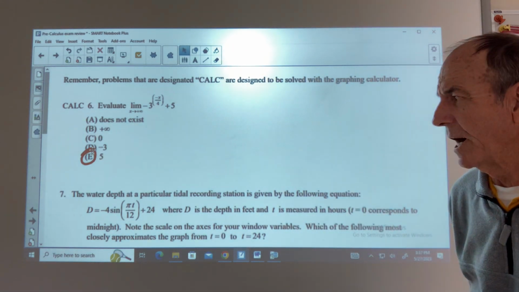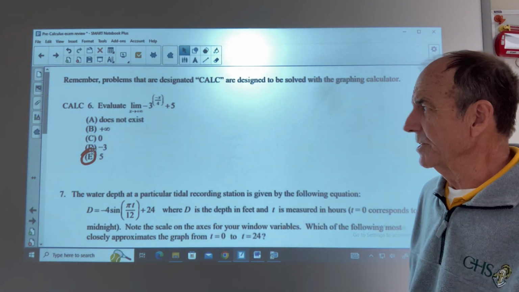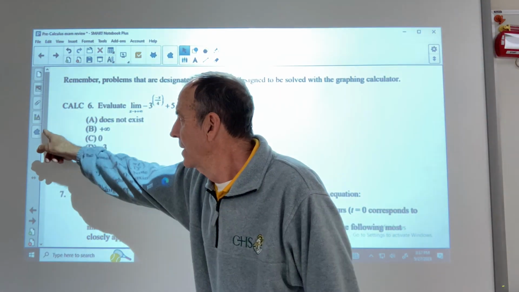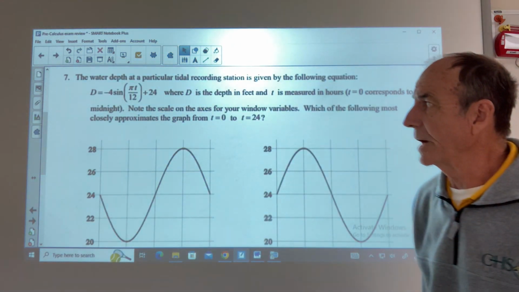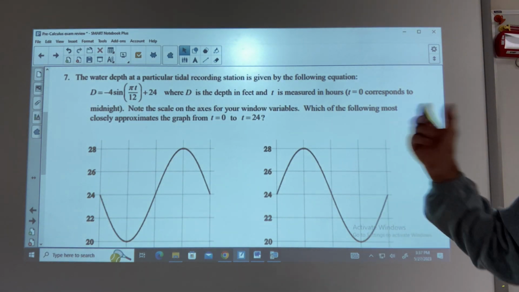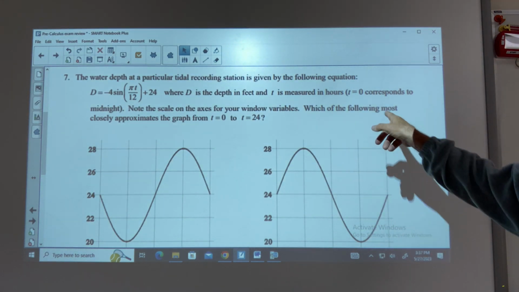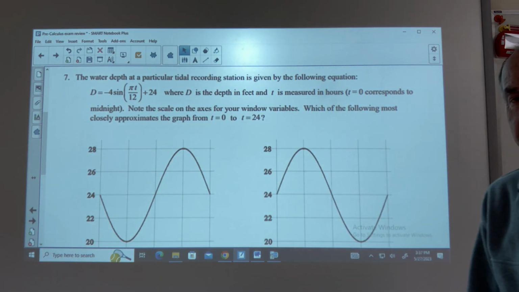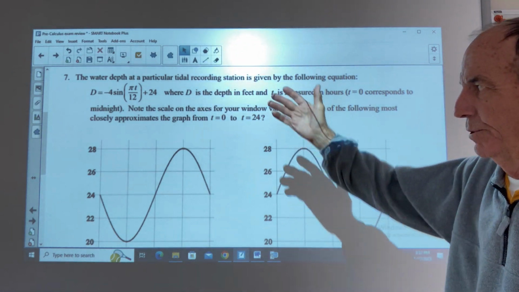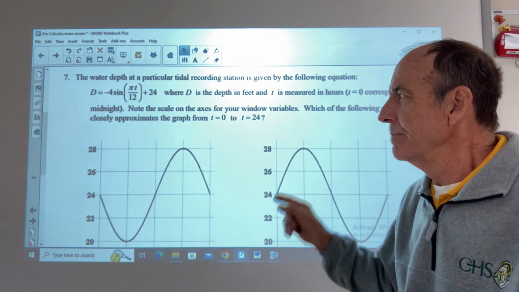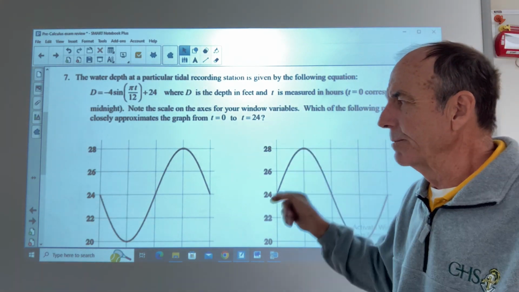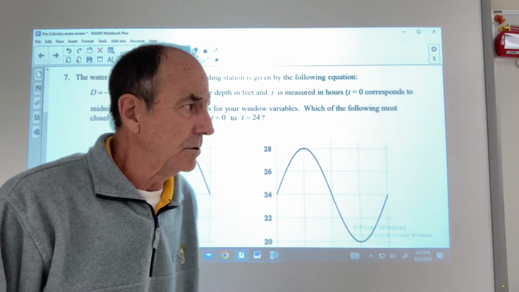Number 7 is not a calculator problem. It doesn't say calc. All of these said calc. Number 7 just says the water depth at a particular tidal recording station is given by this equation. Which of the following most closely approximates the graph? You could try putting in your calculator as long as you adjust the window correctly, that would be fine. But here, we should be able to look at these and make a reasonable guess.